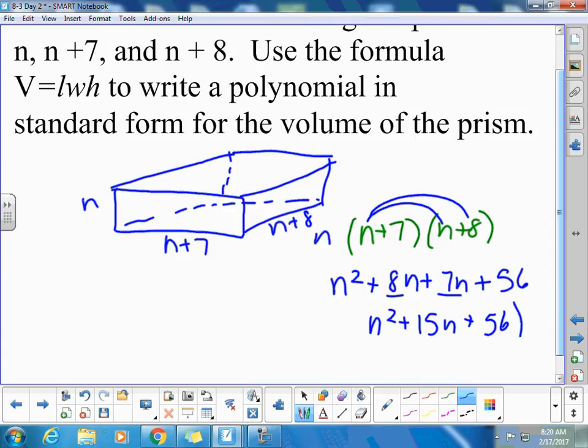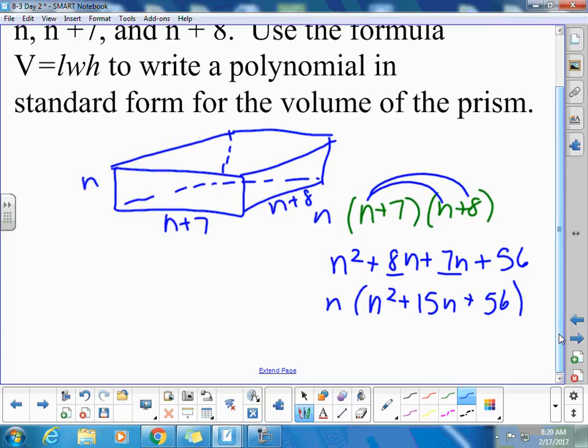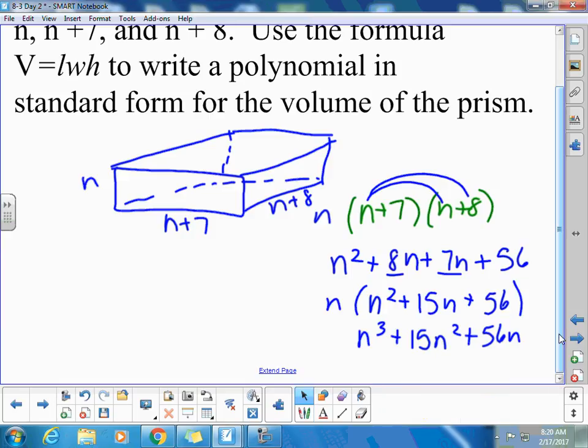And now I have to multiply by the height, which was n. And so I'll distribute that n to everything, and I would end up with n to the third plus 15n squared plus 56n. And that will be all for this lesson.